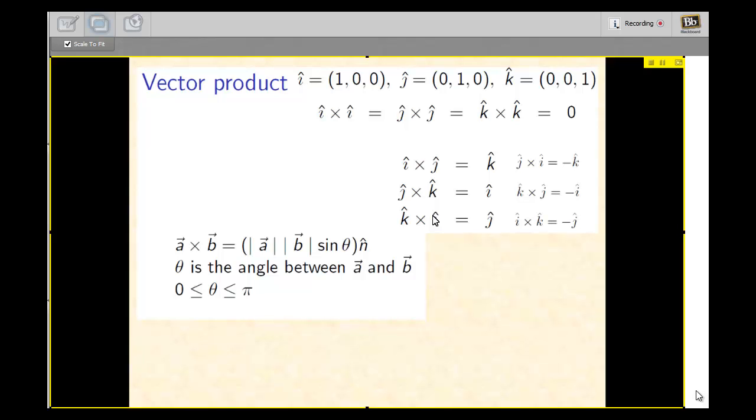So in cross product we have |a||b| sin theta. In dot product we have |a||b| cos theta. So this is the only difference between a dot product and cross product.